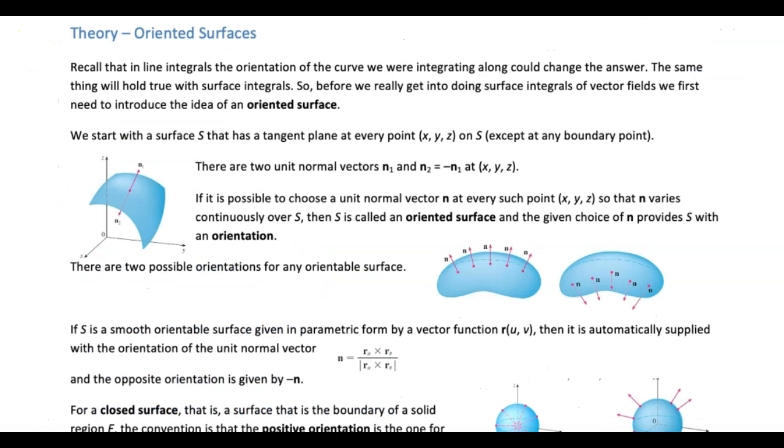So now for oriented surfaces. This might look like a lot, but you actually already know most of this. Because we know that if we have some surface, as long as this is a smooth surface, then at any point along this surface, let's say this point right here, I can find a tangent plane. So at this point, I can find the partial derivatives with respect to x and y that make up this tangent plane.